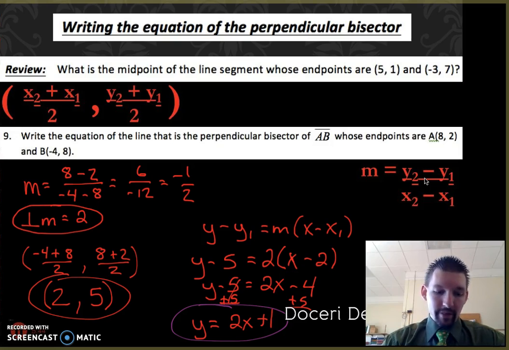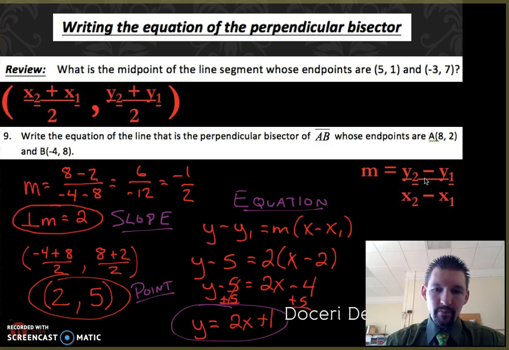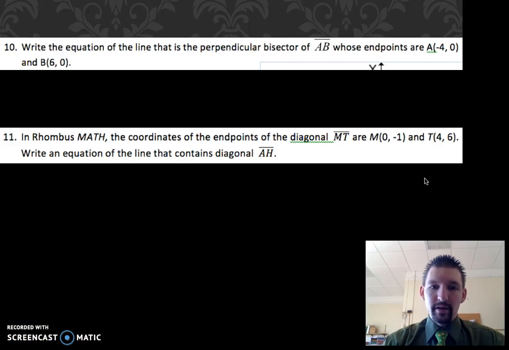So there's 3 parts of that. The first part is going to be finding the slope. The second part is finding a point, which is the midpoint. And the third part is finding the equation. So you need to break each of those up into 3 parts. Slope, point, equation. So what I'd like you to do is take a second and try 10 and 11, pause the video, and whenever you're ready, you can click and the answers will show up here.